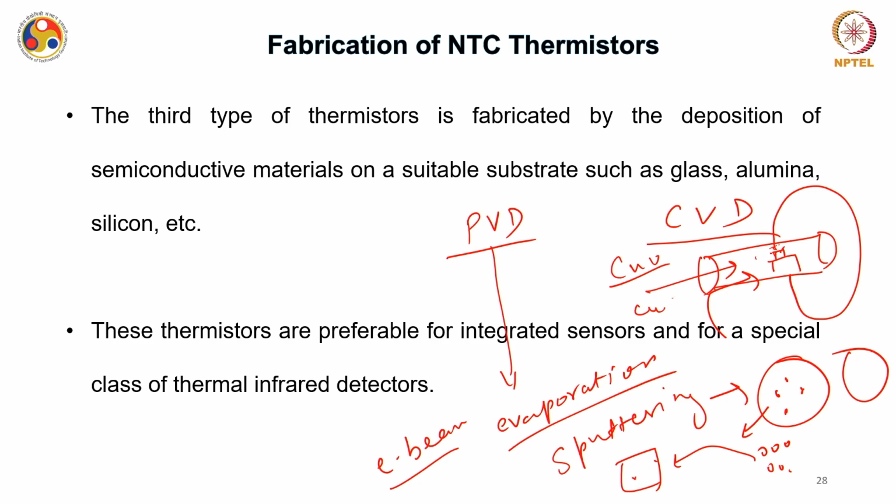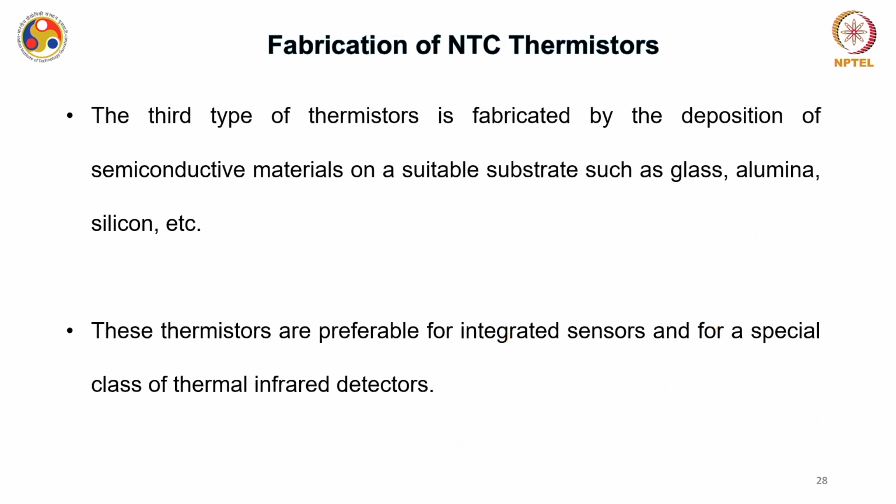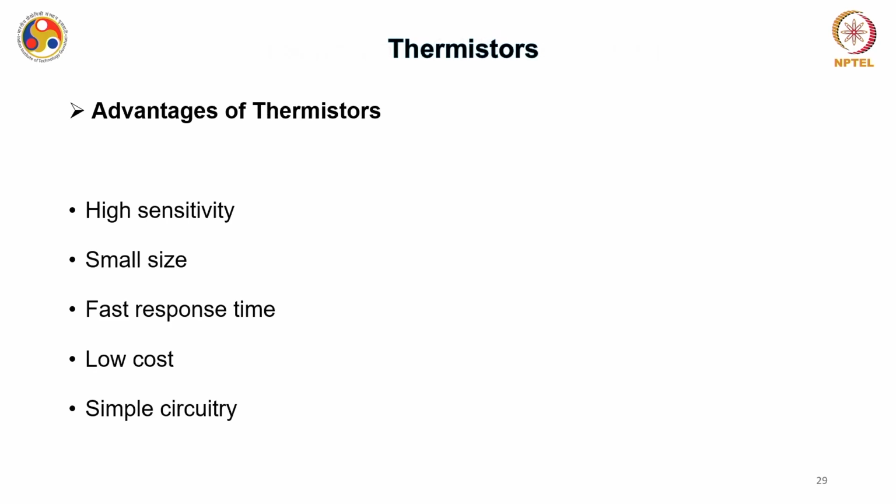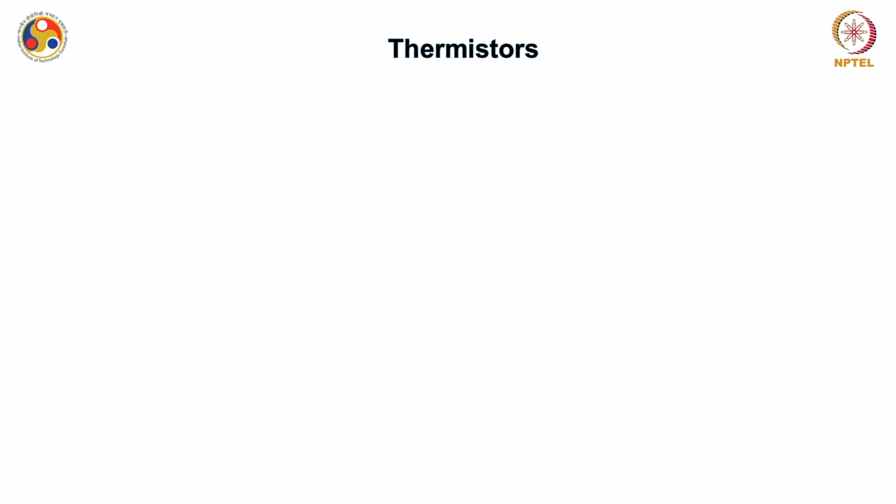Okay. And these thermistors are very popular for integrated sensors and for a specific class of thermal infrared detectors. Okay. So, they are more robust and kind of industry accepted. Okay. So, the advantage of thermistors overall is that they have high sensitivity and they can be fabricated in a very small size. Okay. They have a faster response time, low cost, and they can be fabricated with simple circuitry.